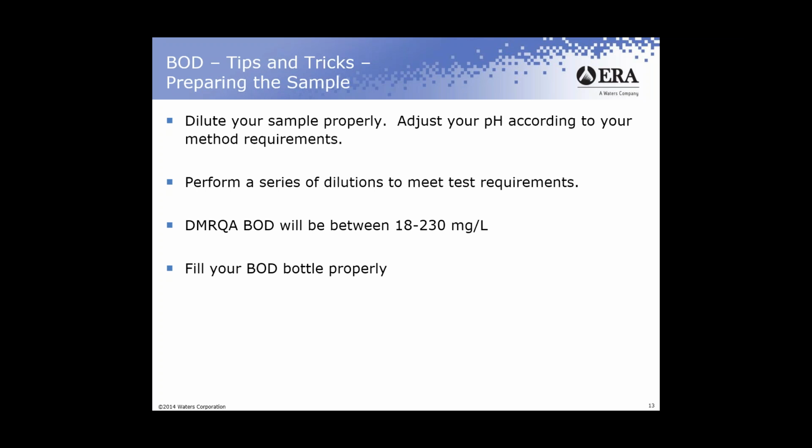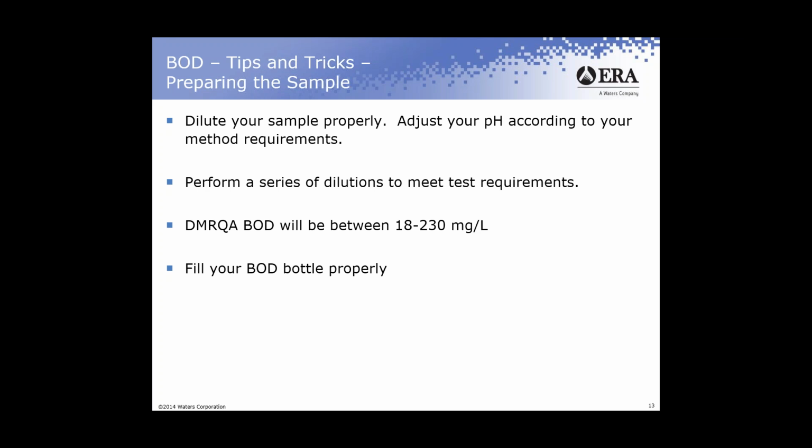You want to make sure that you have enough sample in there, enough nutrients in there, to give you a DO uptake of at least 2 milligrams per liter. But you want to make sure that you don't add too much, because if you add too much, then you don't meet the method requirement of having at least 1 milligram residual. The reason you want that 1 milligram residual is so that you don't go to full depletion. If you go to full depletion, it's going to affect your results.